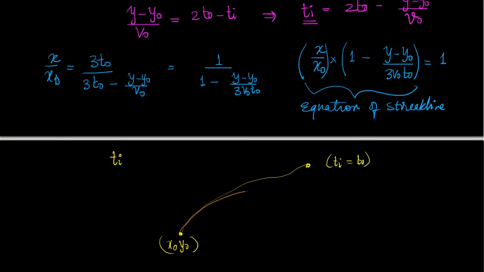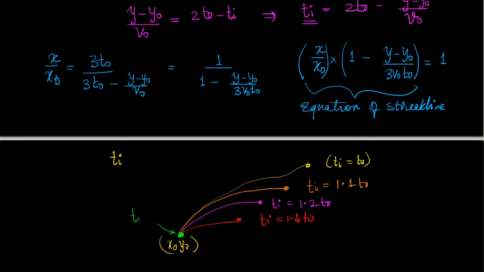So this is the particle which was injected at Ti equal to t naught. Say this is some particle which is injected at Ti equal to 1.1 t naught. Then this is the particle injected at Ti equal to 1.2 t naught. Then this is Ti equal to 1.4 t naught, all the way up to this particular particle which was injected at Ti equal to 2 t naught. Then the locus joining these is sort of the curve in which Ti has been removed out of parameterization.